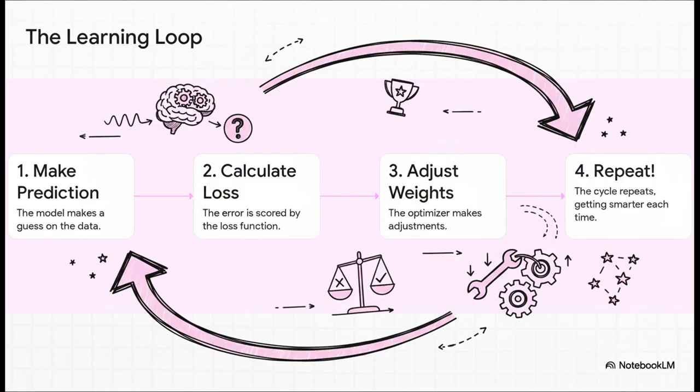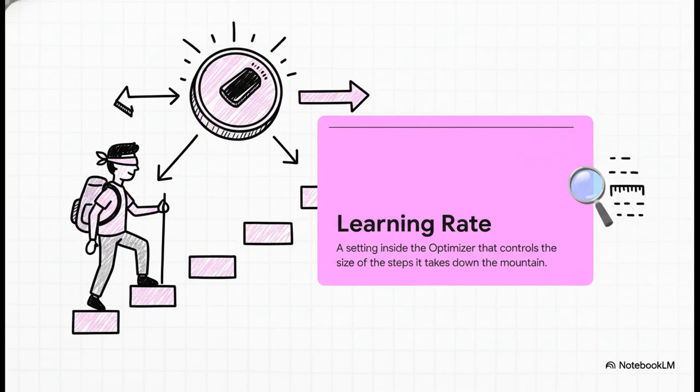The model makes a guess, the loss function scores it, the optimizer adjusts the model's internal wiring to do a little better, and then the whole cycle just repeats, thousands, sometimes millions of times, getting a tiny bit smarter with every single pass.